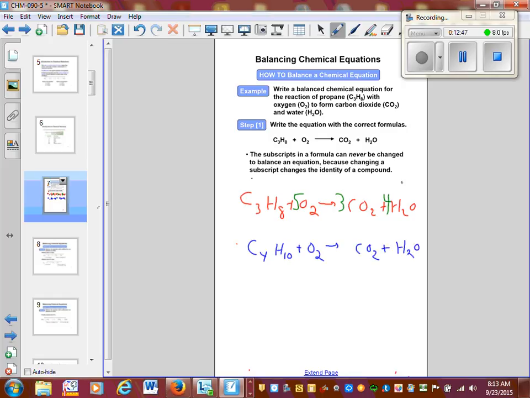Okay, so what element are we going to start with? Carbon. That's not hydrogen and oxygen. On the left we have how many? 4. So what do I have to put in front of the CO2? What's the subscript with the carbon? 1. Subscript, I'm sorry. So what do I have to put in front of the CO2? 4.